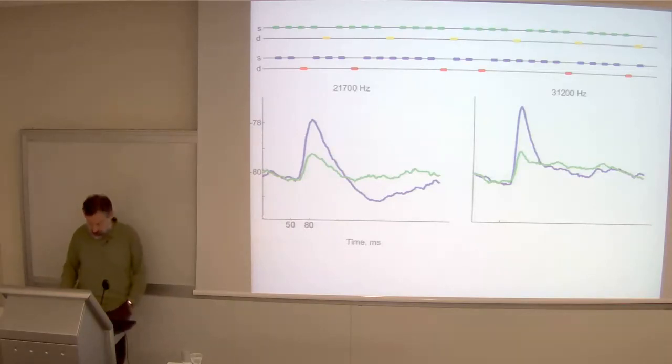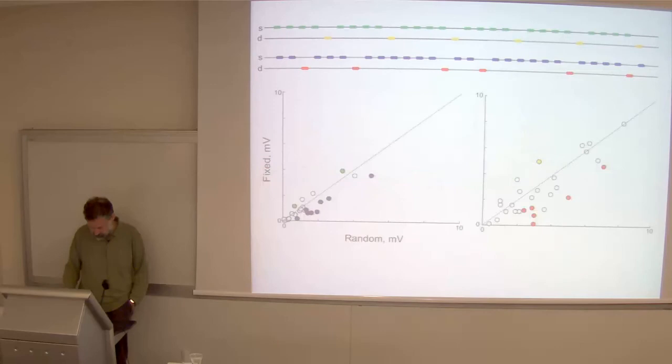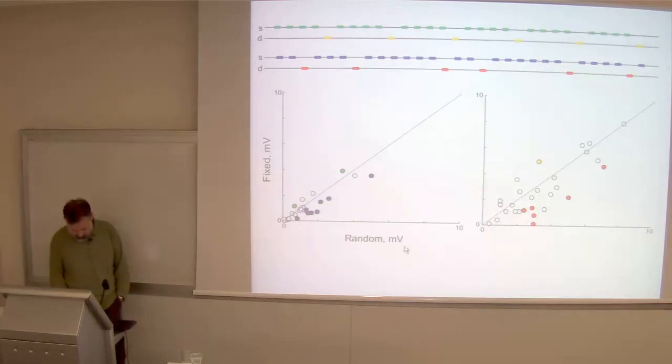Here is statistics. Each point here is one neuron: response in the random condition versus response in the fixed condition. Here are the responses to the sound when standard, and here to the sound when deviant. You see the general shift of the responses towards larger responses in the random condition, and the points that are colored are points in which the difference was significant for the individual case.